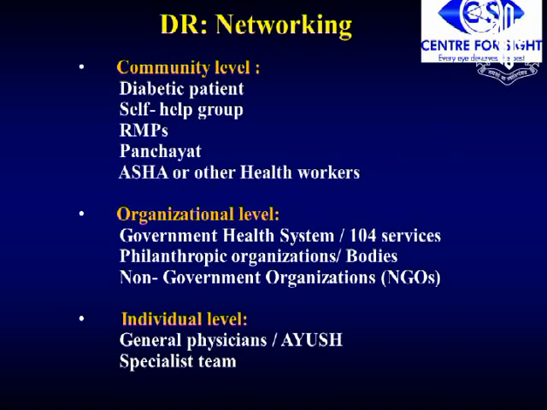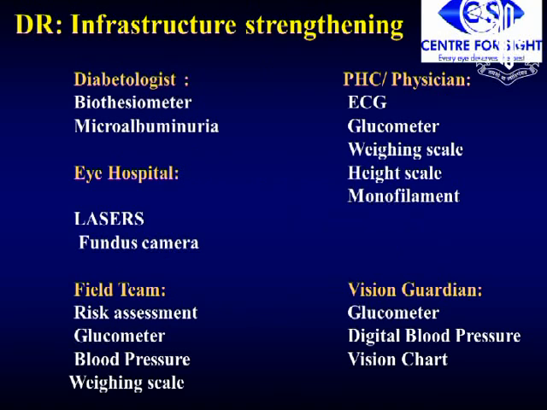So at the community level, there are diabetic patient self-help groups and RMPs. We have taken the help of registered medical practitioners. Though they are not officially practicing physicians, a lot of the villagers have a lot of belief in these people. So we have taken them into confidence while helping in screening. At the organizational level, there is the government health system; in Andhra Pradesh there are 104 services. It is mainly under Arogyasri that they are helping with this, along with philanthropic organizations and NGOs. And at the individual level, general physicians and a specialist team have been identified. And this is the equipment that has been given at different levels.